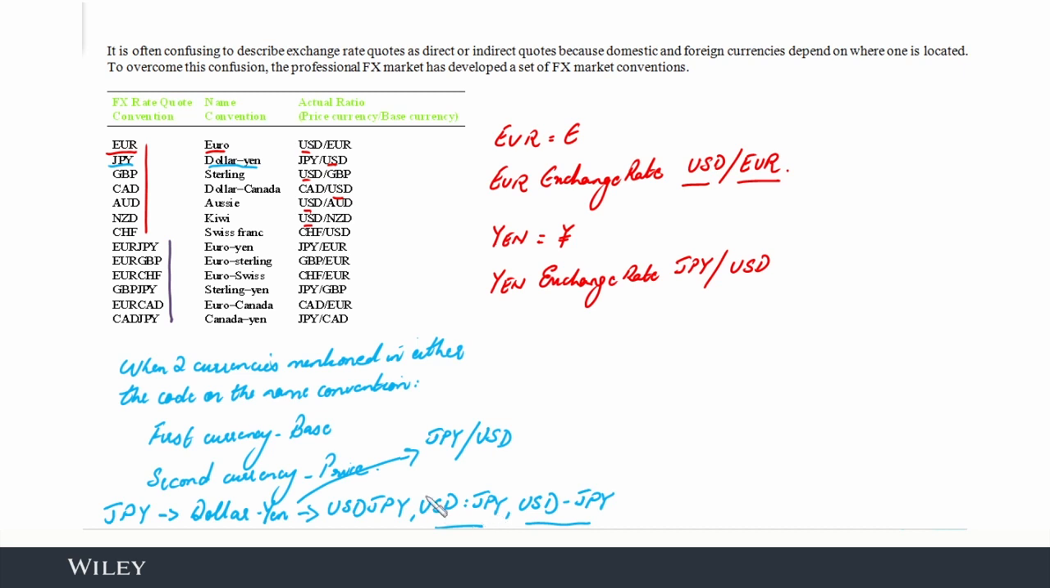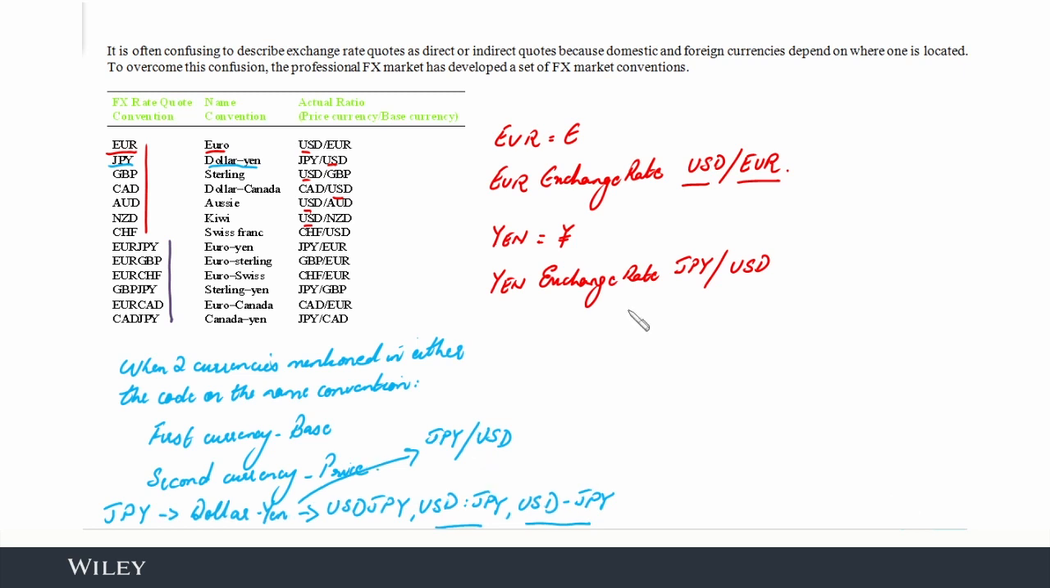Alright, so the currency mentioned first is the base currency, the currency mentioned second is the price currency. Alright, so make sure you're very familiar with this quoting and writing convention. You can write this exchange rate in all these forms, but in all of these forms note that the base currency is mentioned first and the price currency is mentioned second. The price currency is the currency in the numerator, the base currency is the currency in the denominator.